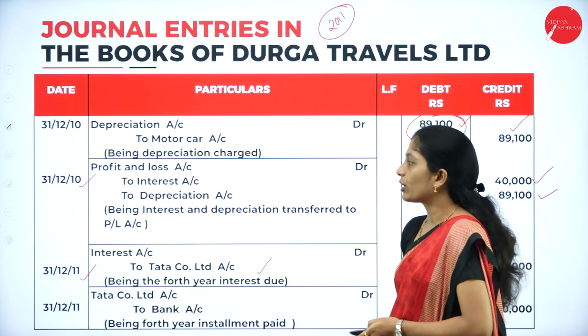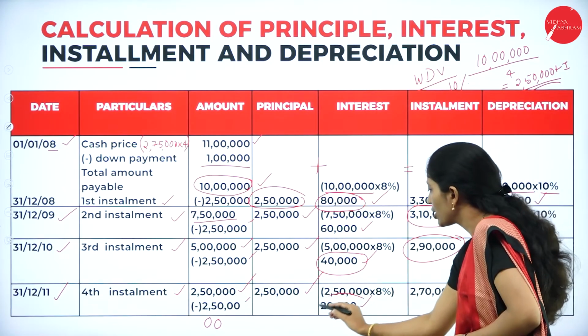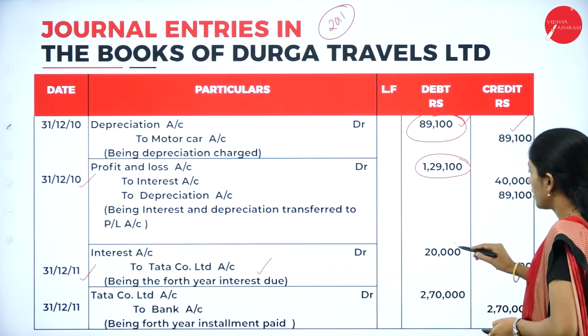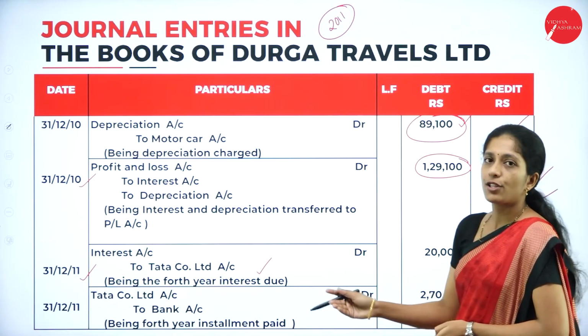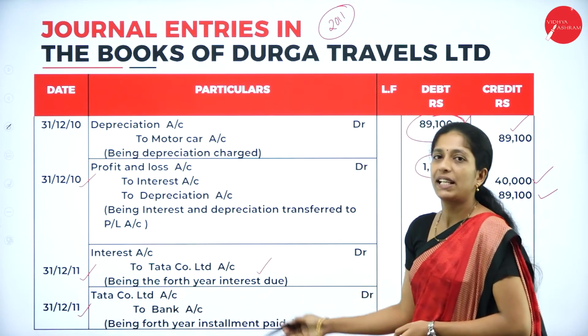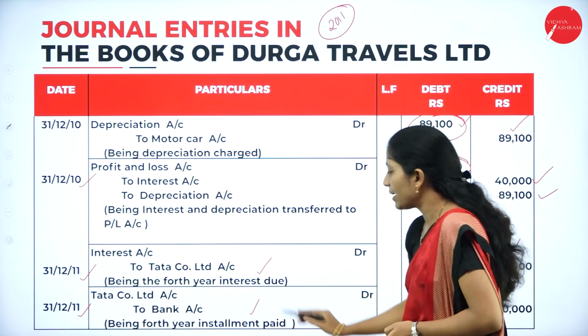Now see what is the fourth year interest. So fourth year interest is how much? 20,000. So write that 20,000. Next, fourth year installment paid. So what is the entry? Tata Company Limited account debit to bank account, being fourth year installment paid.